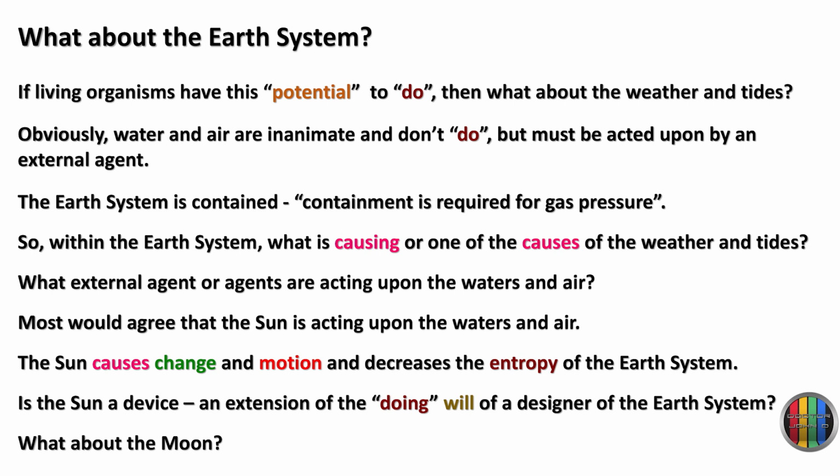Most would agree that the sun is acting upon the waters and air. The sun causes change and motion and decreases the entropy of the Earth system. Is the sun a device? An extension of the doing, will of a designer of the Earth system? What about the moon?